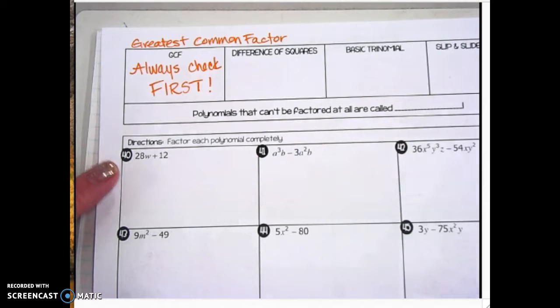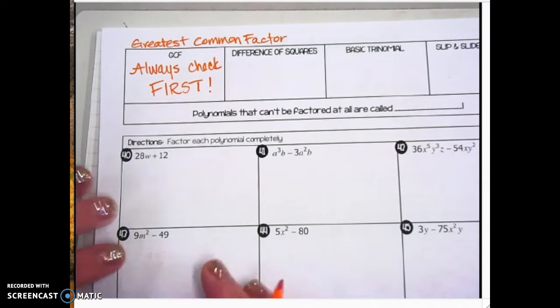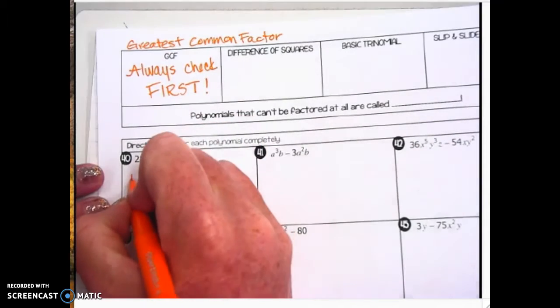Okay? So on box number 40 right here, we have 28W and 12. So 2 is a common factor, but is it the greatest common factor? So 4 is greater than 2. So sometimes you may need to do a factor tree, you know, the little tree thing we did last week. You might need to do one, but this one is 4.